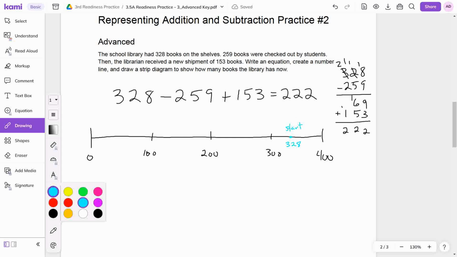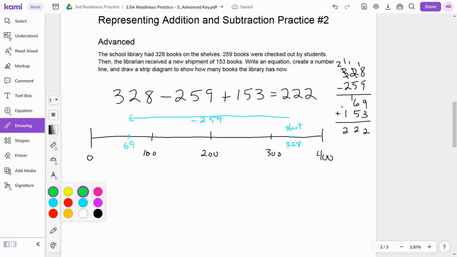And I'm going to take away 259 because they were checked out by students. And so that's going to get me down to 69. So that's going to come all the way down to maybe here, minus 259. And that's going to get me to 69.